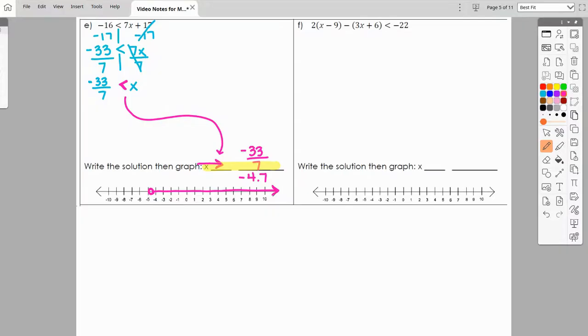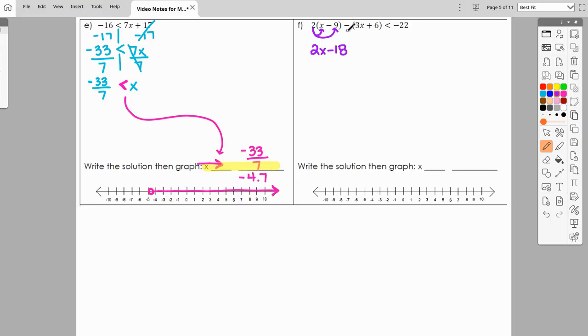In example number F, or letter F, we have 2 parentheses x minus 9 subtracted by the quantity of 3x plus 6, which is going to be less than negative 22. I'm going to start with distributing the 2 to everything in my first parentheses. When you have parentheses, that's a great way to start. 2x minus 18, because I multiply 2 to the x and 2 to the negative 9.